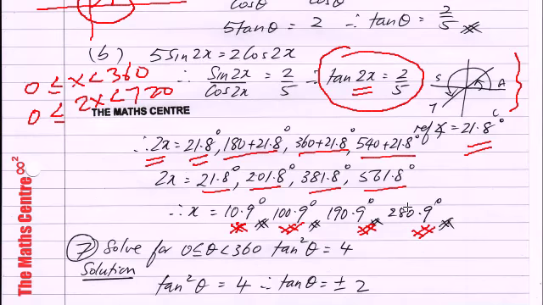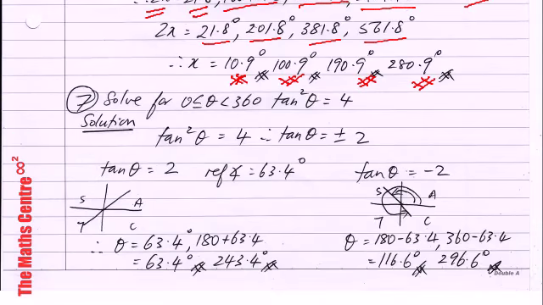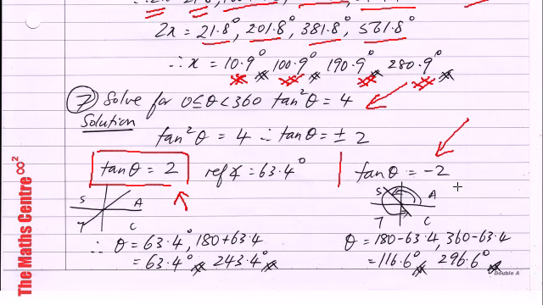Question number 7. We are told that theta is between 0 and 360, and we are asked to solve tangent squared theta equals 4. So when tangent squared theta equals 4, tangent theta will be plus or minus 2. So take care of tangent theta equals plus 2 separately from minus 2. Tangent theta can be plus or minus 2. So on the left hand side I've taken care of tangent theta equals 2. On this side I've taken care of tangent theta equals minus 2.